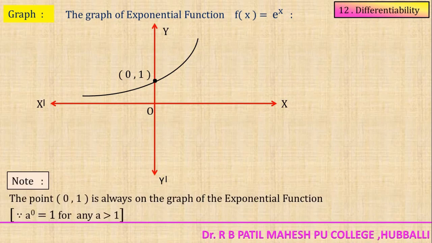So remember this point. The point (0, 1) is always on the graph of an exponential function, because a raised to 0 is 1 for any a greater than 1. Okay, the meaning of this I hope you understood. For any exponential function, the curve always passes through the point (0, 1).